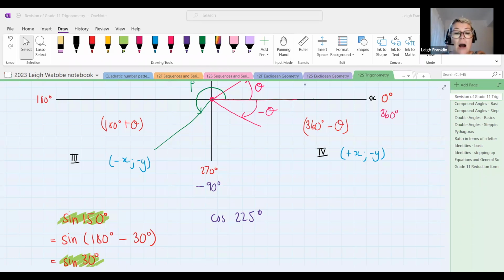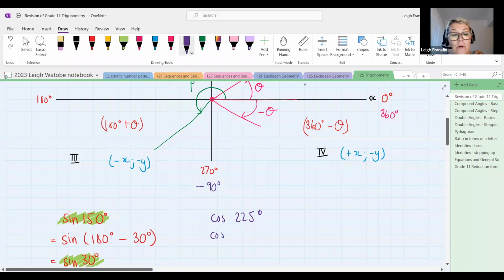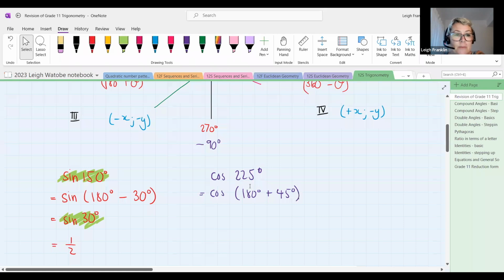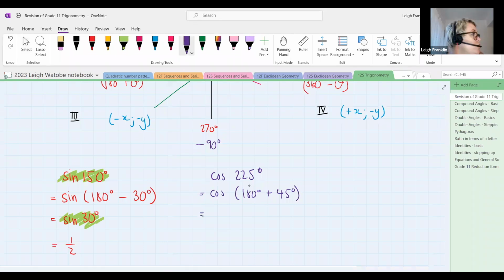So in other words, I am going to write 225 as 180 plus the difference between 225 and 180, which would be 45 degrees. Okay, so I am going to write cos 225 as cos 45, but there's a big but here. My ratio is not going to be positive. It's going to be written as negative cos 45. So we need to talk about that. Why is our ratio negative?